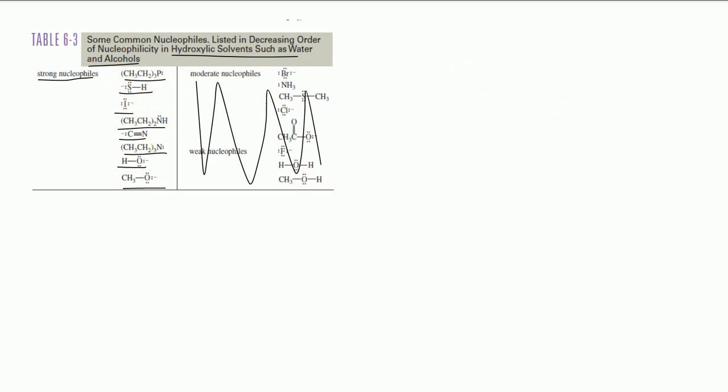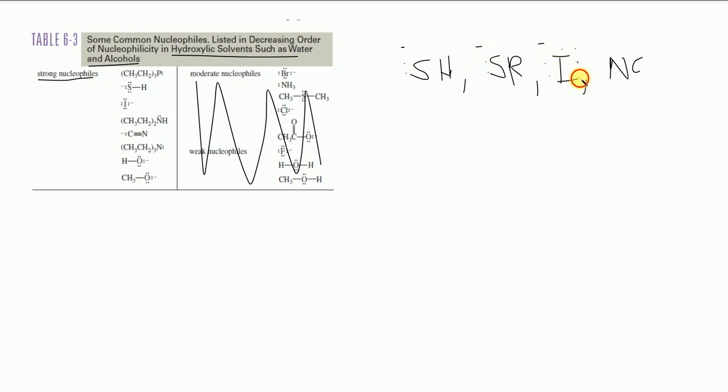The ones that she commonly uses are what I call shrink, so SH, SR, I, and CN, right? So NC. So shrink, right? Shrink. So what this is, S minus, SR minus, I minus, and CN minus, right? So the minus is over here. So these are all good nucleophiles that she commonly uses, and you also have things like nitrogen, and you have phosphorus, and you have OH and OR.